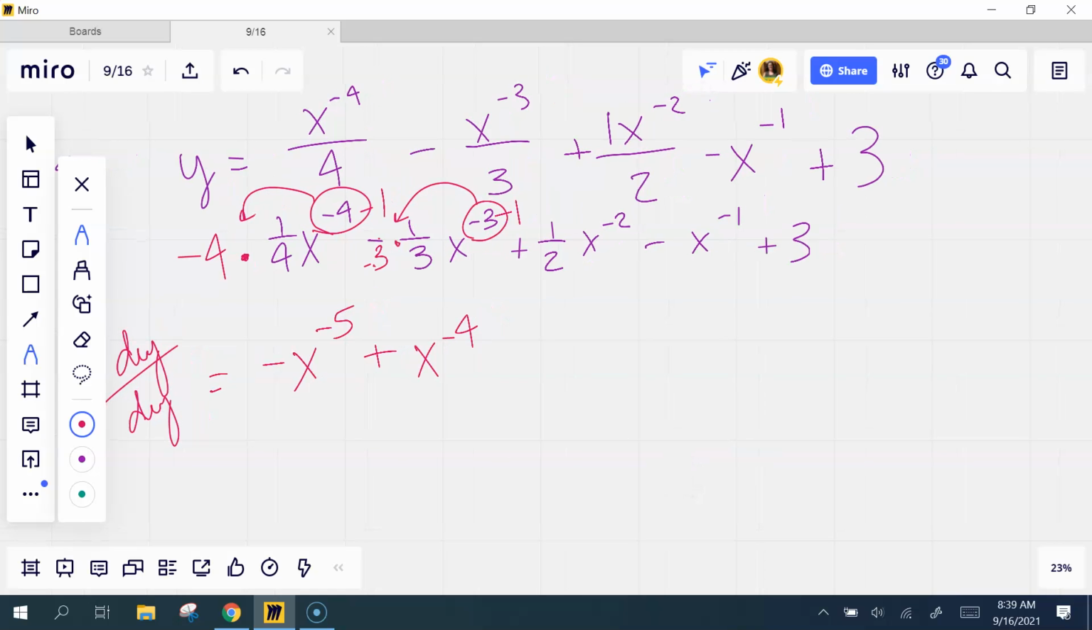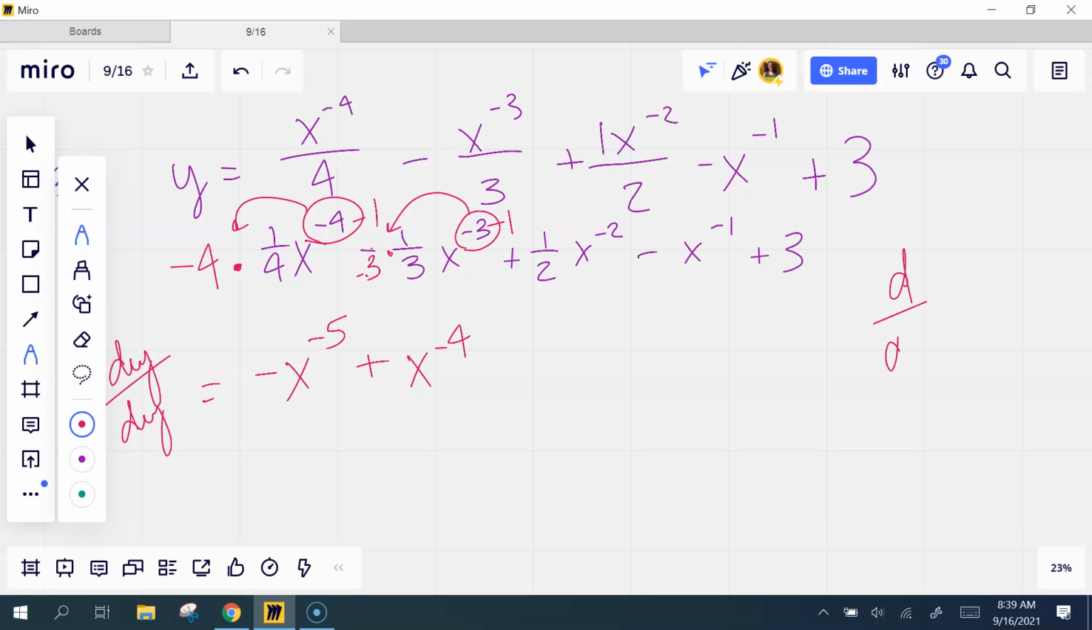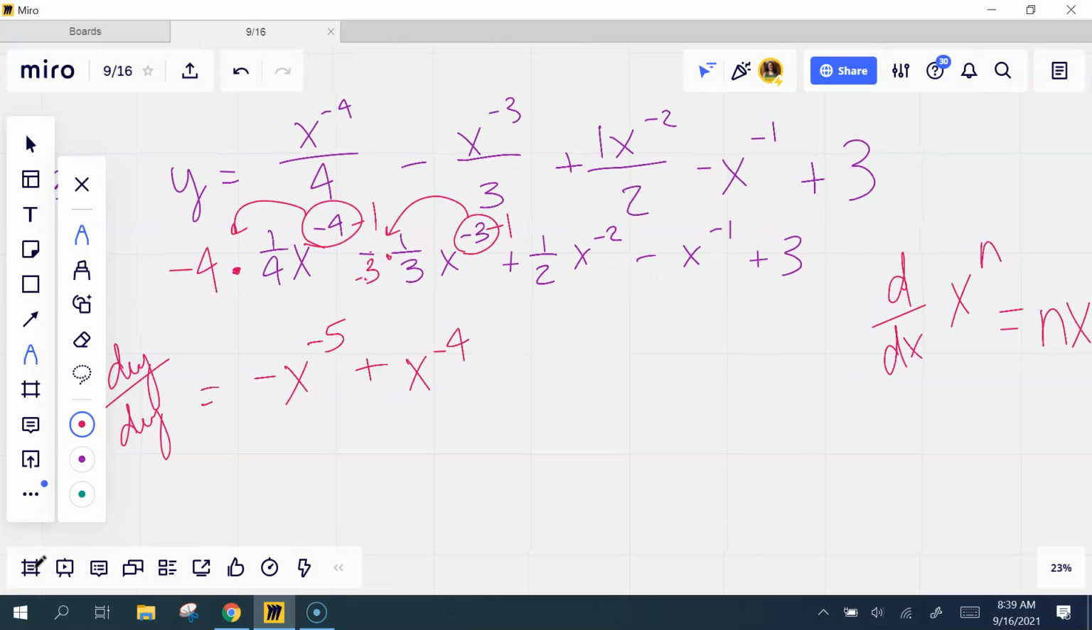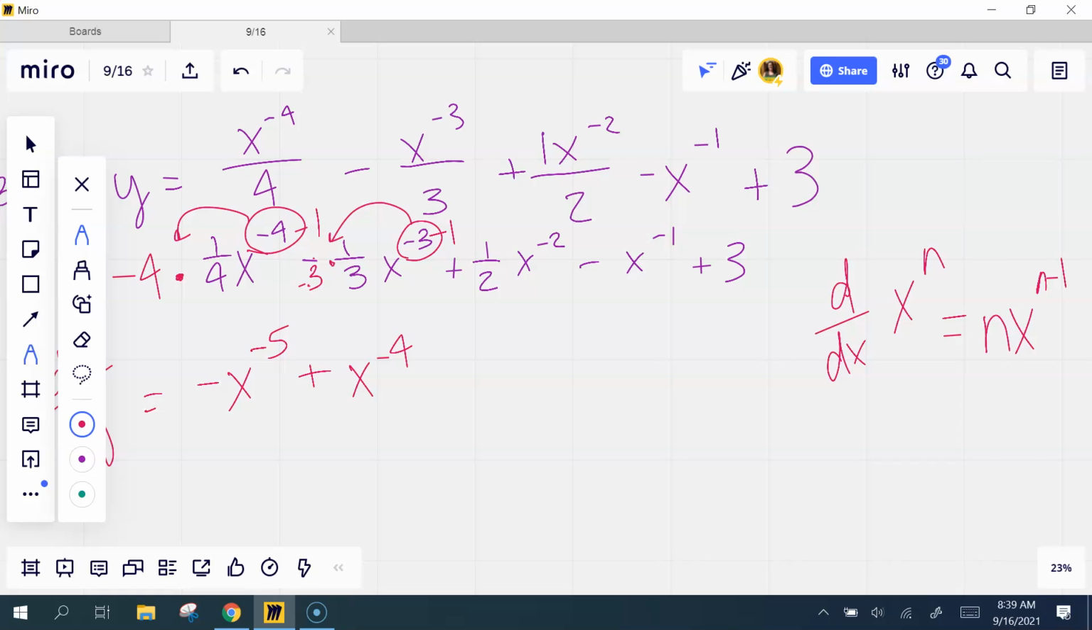Where are you confused? All right, look, let me write this. The derivative of x to the n is n times x to the n minus 1. It does not matter if n is positive, negative, fraction. It works for any n. Because x to the negative 2 over 2 is the same thing as 1/2 x to the negative 2. If I put it back as a single fraction, it would look like that.